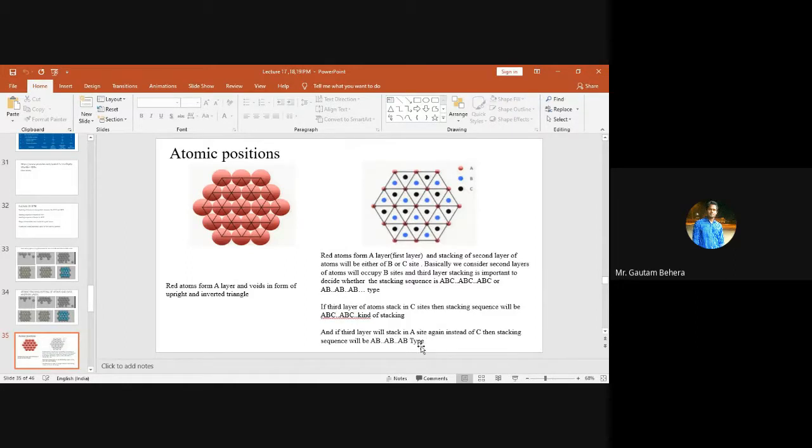So finally, what is the conclusion? The conclusion is that we have two types of stacking sequence of atoms in close pack structures. Either we can have ABC type, or we can have AB type. I think it is clear up to this.